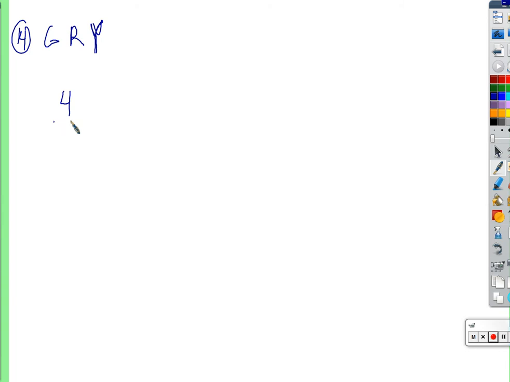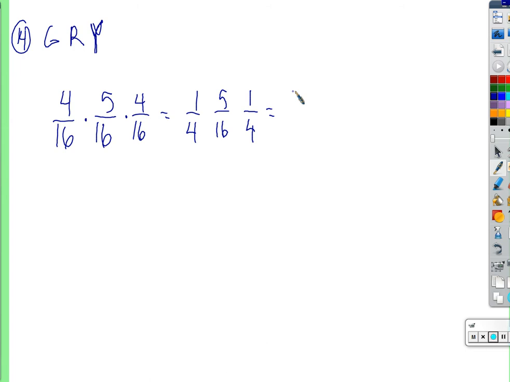So there's 4 out of 16 of getting a green. Times what? How many reds are there? 5 out of 16. 16 total. How many yellows are there? 4 again. 16. Let's simplify. I got 1/4 times 5/16 times 1/4 again. 5 out of 64 times 16. No, 256.